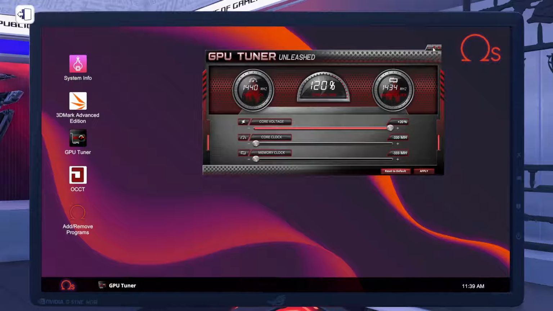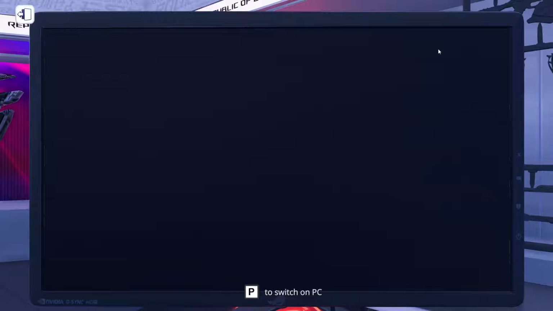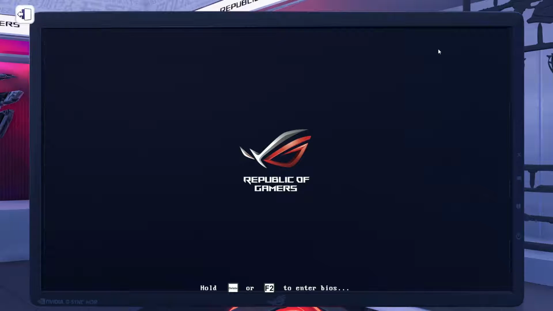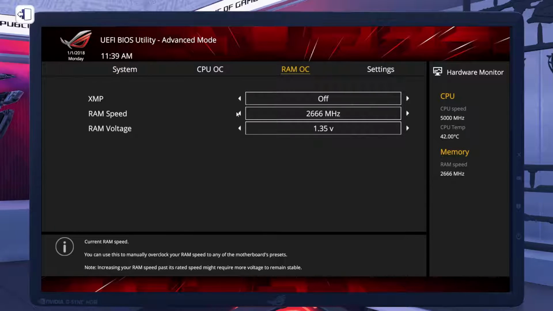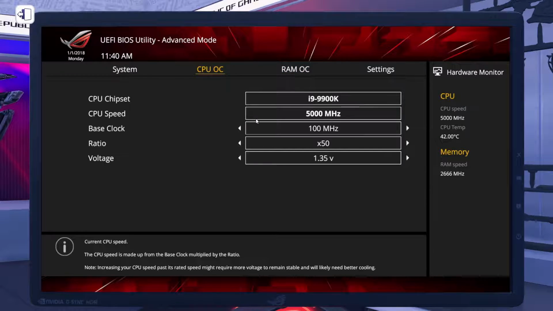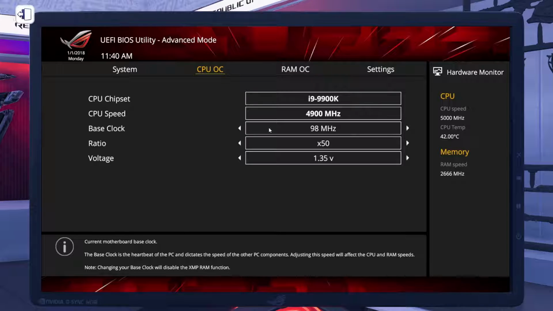So what I'm going to do now is switch the PC off, open it back up, and go into the BIOS, into the RAM overclock. Okay, so it's already at 2666 megahertz anyway. So we'll put it down to 2133. We'll put the core voltage up to 5 volts. Now can we turn? Yes, right, we can turn it down.